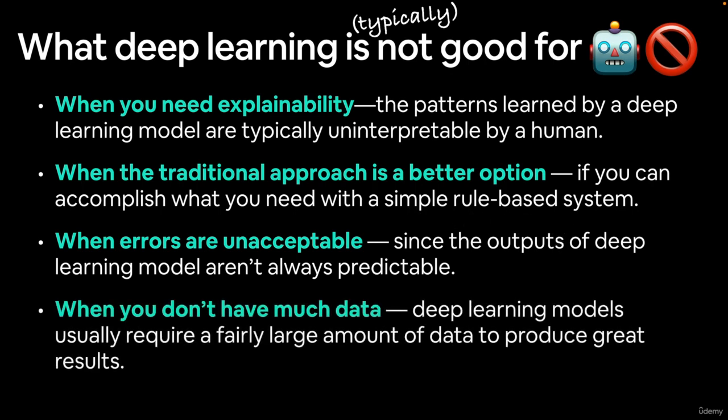And then finally, when you don't have much data. Deep learning models usually require a fairly large amount of data to produce great results. However, there's a caveat here. At the start I said typically, because we're going to see some techniques of how to get great results without huge amounts of data. There are techniques, and you can just research deep learning explainability. You're going to find a whole bunch of stuff. You can look up examples of machine learning versus deep learning, and then when errors are unacceptable, again, there are ways to make your model reproducible so you know what's going to come out. We do a lot of testing to verify this as well.